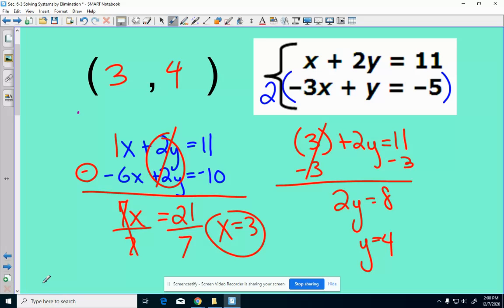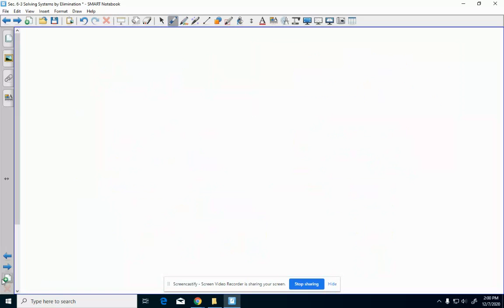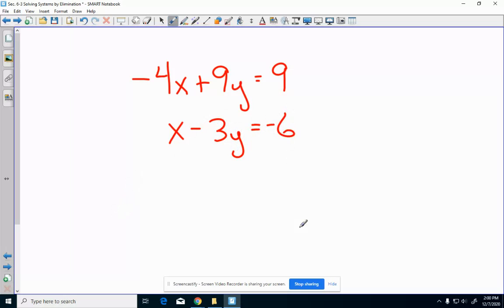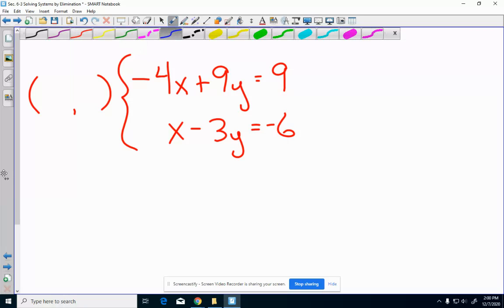All right. So let's try one here because the example I have at the bottom is a little bit different. So I'm going to set this one up right now. Negative 4x plus 9y is equal to 9. And on the bottom, I have x minus 3y equals negative 6. Okay, so if you take a look at that right now, I don't see anything that's currently ready to eliminate. I don't have two coefficients that are exactly the same. I don't have two coefficients that are opposite of each other.